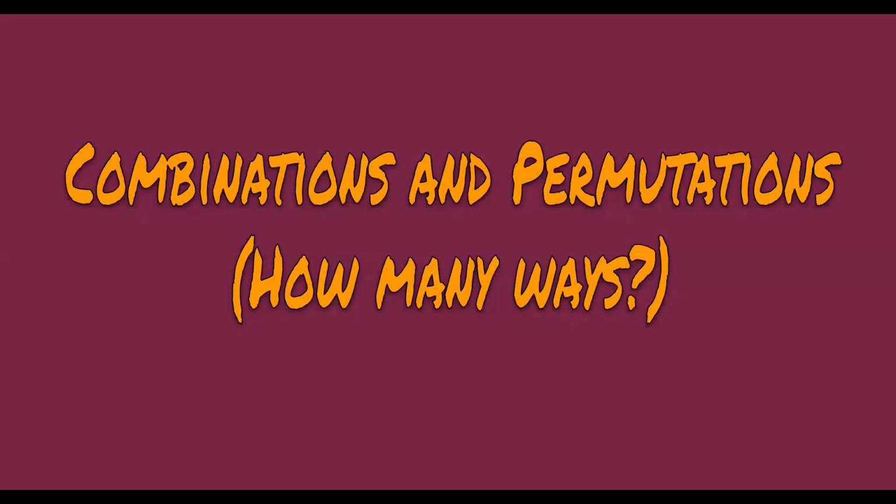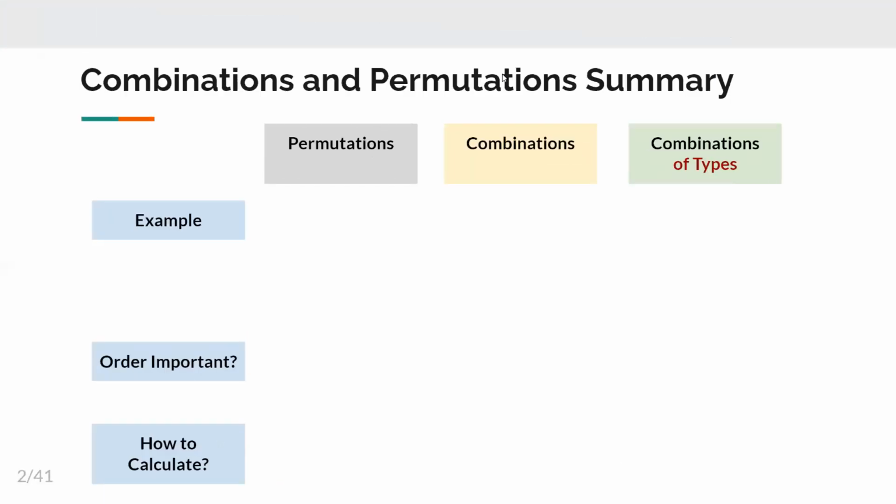In this video, I'm going to cover combinations and permutations. What these problems have in common is they usually have the phrase "how many ways" in the word problem. How many ways can we select a certain number from another number? So let's take a look at a review of the three different kinds of problems that fall under this category: permutations, combinations, and combinations of types.